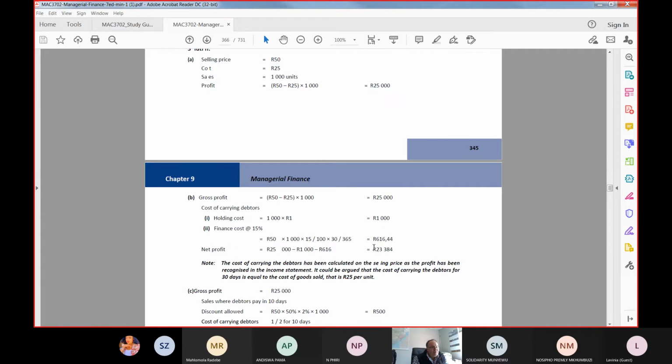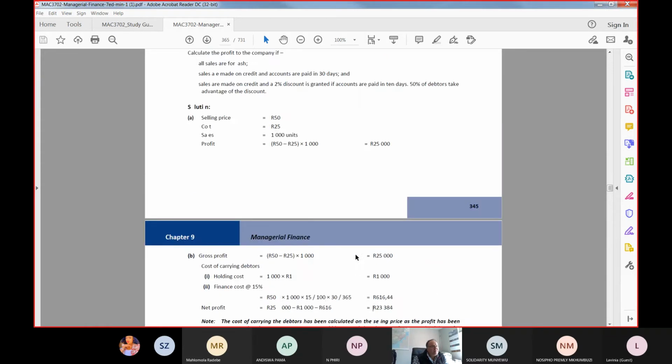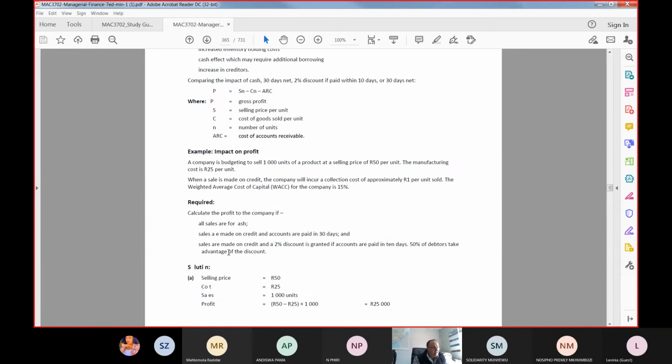So the next thing you can take note of, and that is a question for the exams. I wonder if they do have it here. I'm actually looking for that one. The sale made at 2%. Aha, there it is. Sales are made at a 2% discount, granted on accounts paid in 10 days. 50% of the debtors take advantage of the discount.